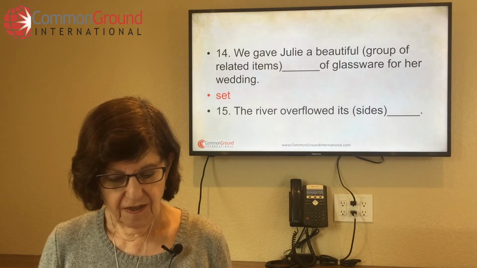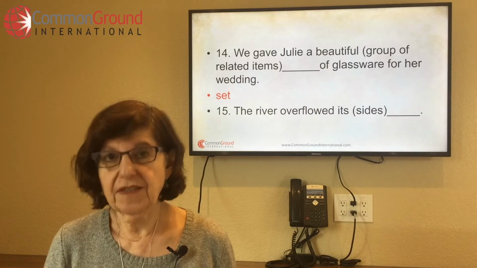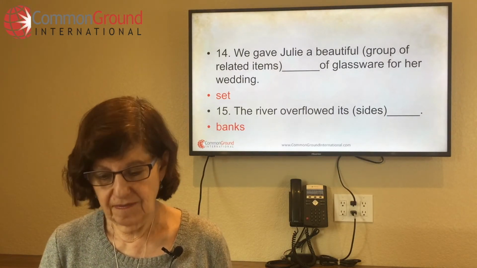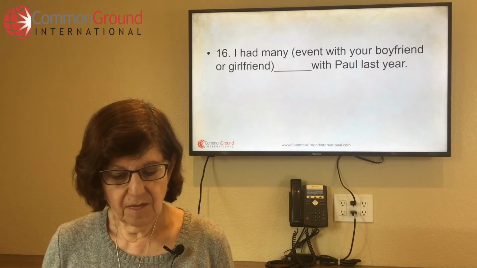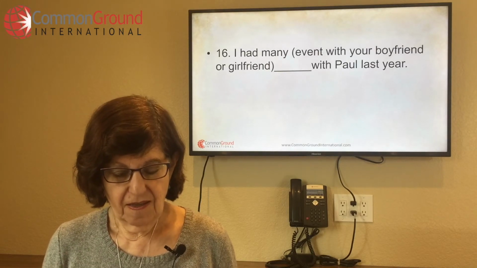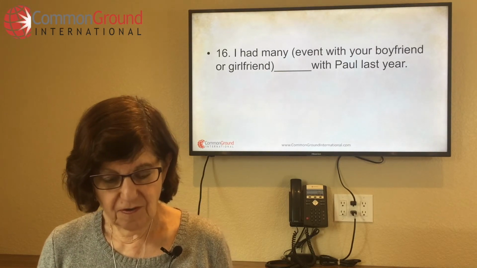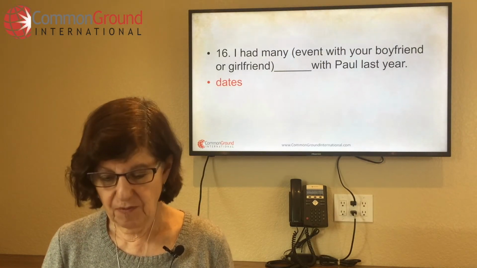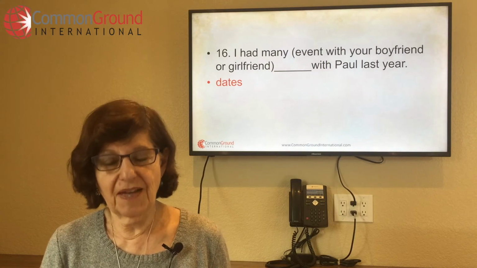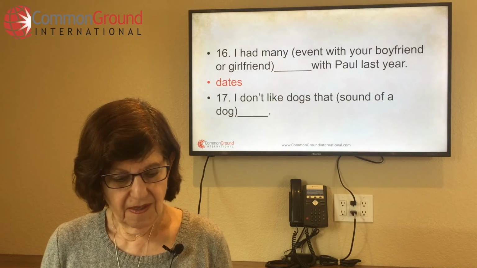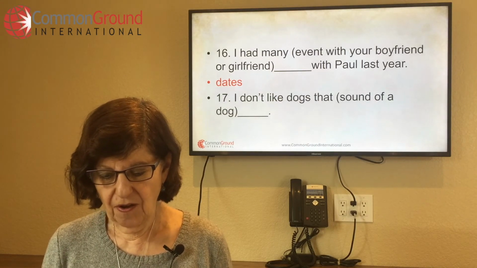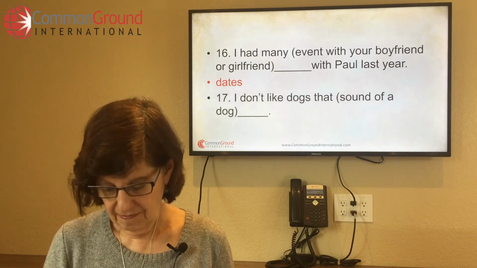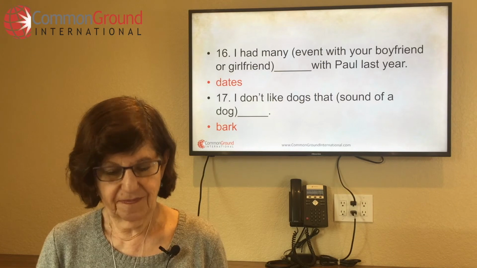Number 14, we gave Julie a group of related items of glassware for her wedding. A beautiful what of glassware? A beautiful set of glassware, probably a water glass, a wine goblet. Number 15, the river overflowed its sides, overflowed its banks. Number 16, I had many blank event with your boyfriend or girlfriend with Paul last year. I had many dates with Paul last year, but I'm not dating him now.